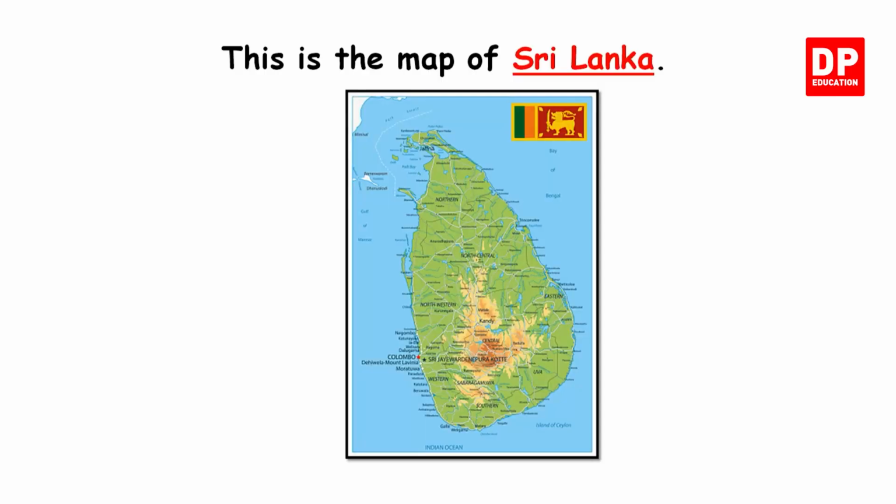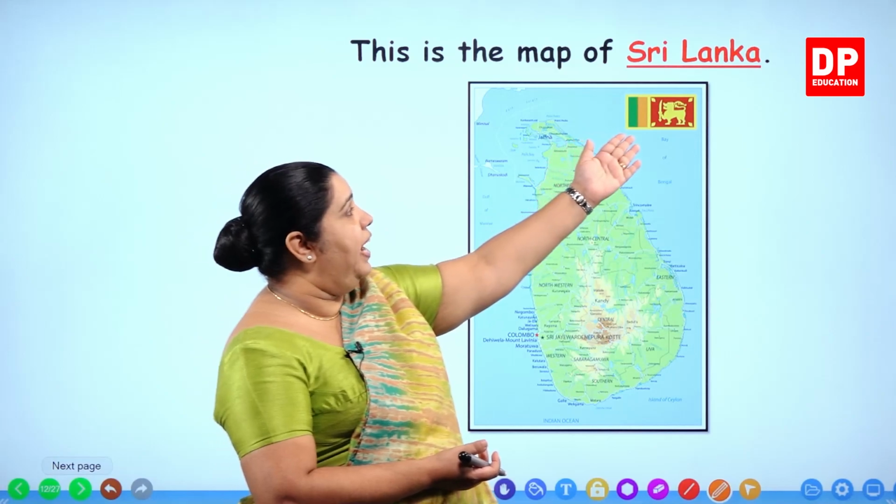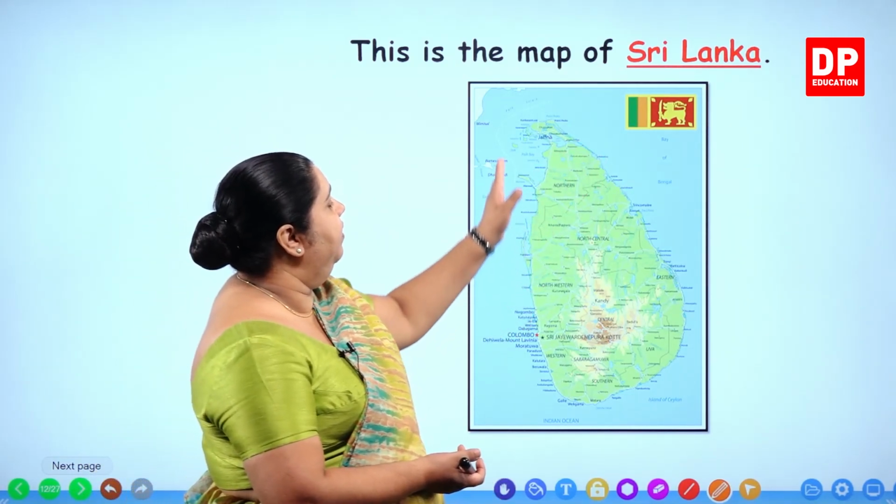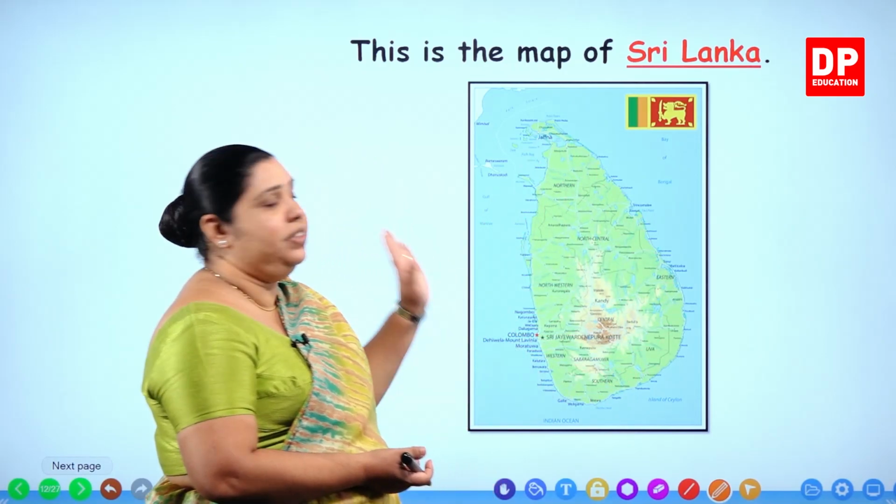Right. Now you can see the beautiful country. This is the map of Sri Lanka. Can you see our flag over here with the lion? And here we have our map of Sri Lanka.